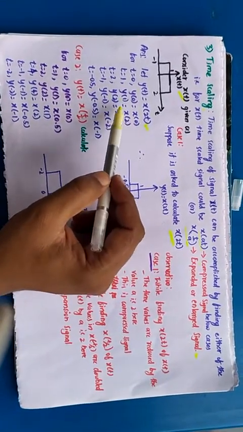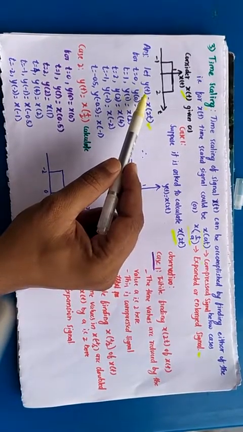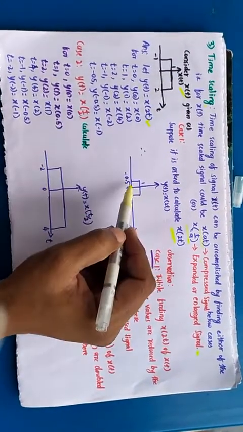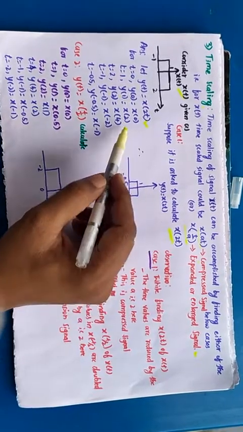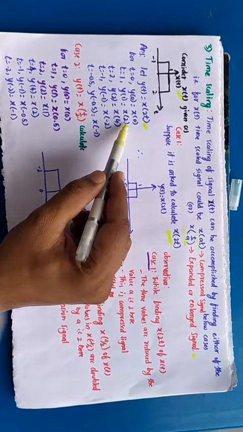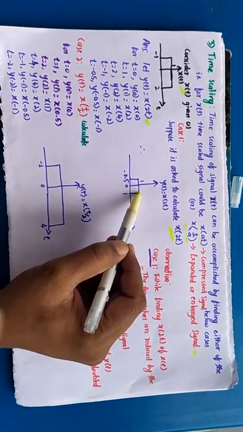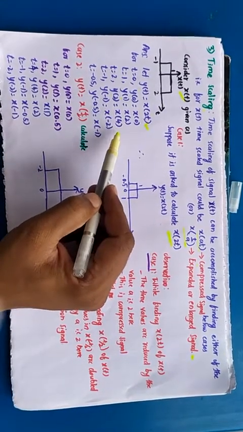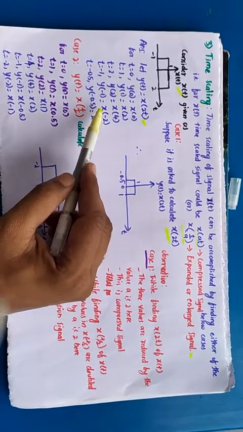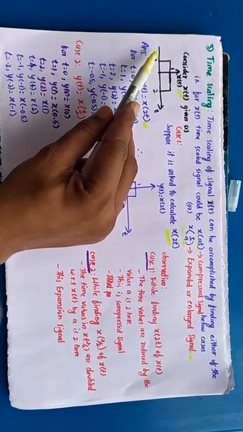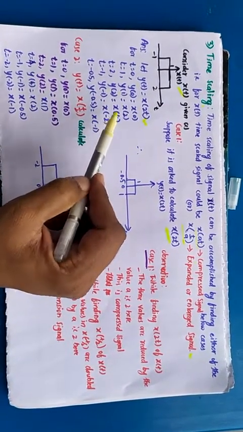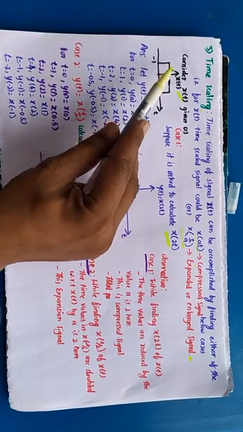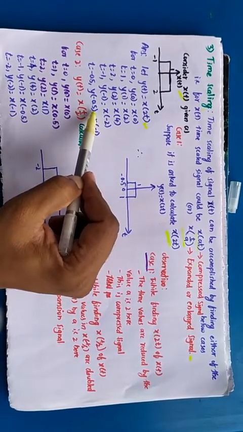Then if we draw y of t according to the values we are getting here: x of 0 is 1, so y of 0 will also be 1. y of 1 will be x of 2, and the value of x of 2 is 1, so y of 1 is 1. y of 2 is equal to x of 4, x of 4 is 0, so y of 2 will become 0. y of -1 will be x of -2, which is 0 here, so nothing is there, so y of -1 will also be 0. y of -0.5 will be x of -1, and the value of x of -1 is 1, so y of -0.5 is 1.